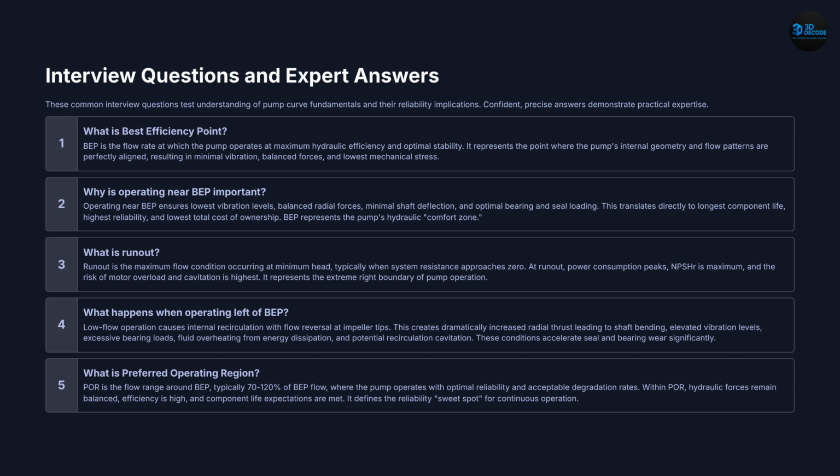Slide 13. Interview questions. In interviews, you should clearly explain BEP as the point of maximum efficiency and stability. Explain that operating left of BEP causes recirculation and right of BEP causes overload and cavitation risk. Also define the preferred operating region as the reliability zone.